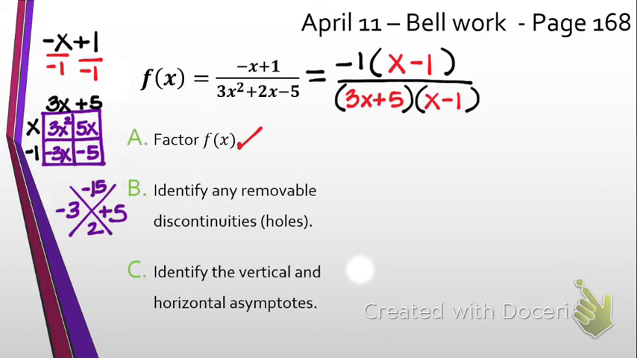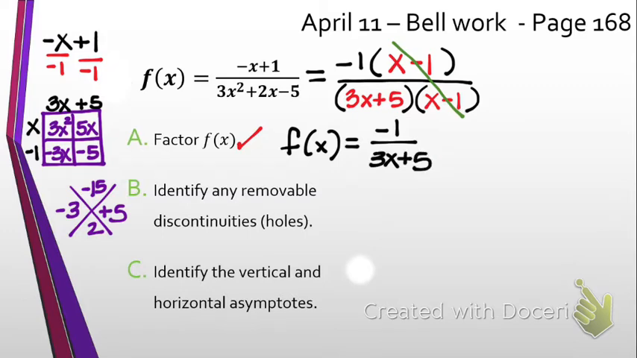Okay, so what can I cancel out? What's upstairs and downstairs that I can take out? X minus 1. So that means we do have a removable discontinuity. So my equation that I'm going to work with is f of x equals negative 1 over 3x plus 5.